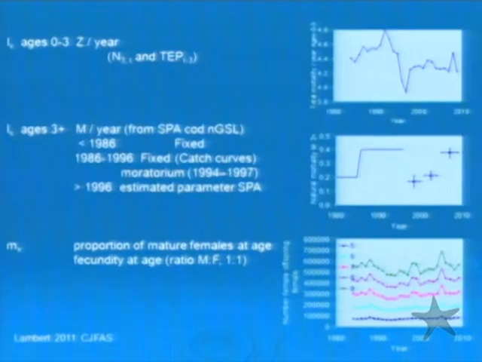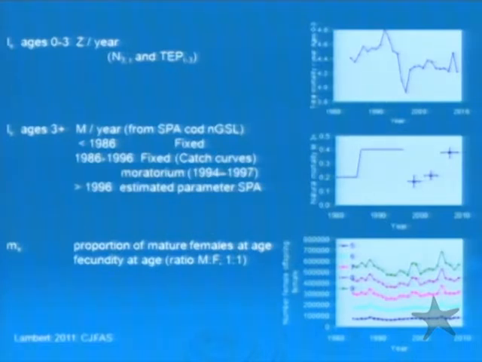For the non-Gulf of St. Lawrence, I estimated the survival for two groups. The juvenile survival between age 0 and 3 was estimated from the mortality per year, taking into account the number of fish at age 3 in year T, and the total egg production in the year T minus 3. So with those, we could estimate some mortality per year.